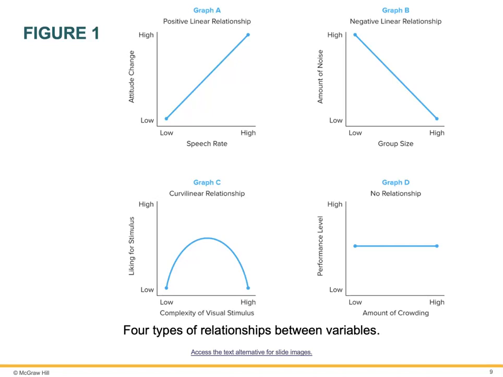In graph B, a negative linear relationship. So as the amount of noise goes down, the group size gets bigger. Okay. A curvilinear relationship is liking for a stimulus and the complexity of visual stimuli. You can see that it goes up and then it can go down depending on an increase in one of the variables. And then obviously a no relationship is just a flat line because it doesn't increase or decrease at all.